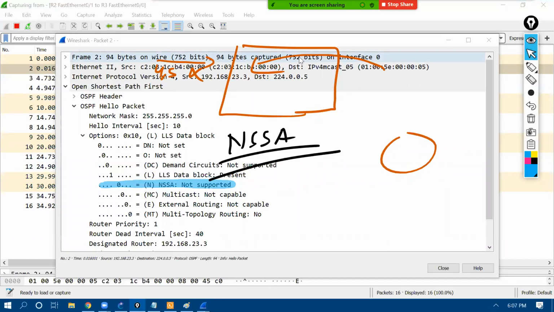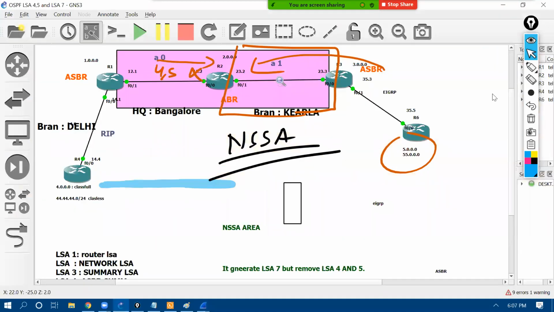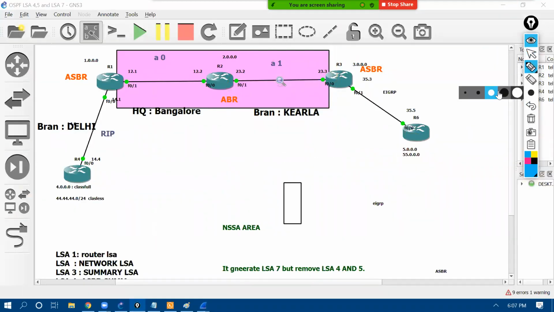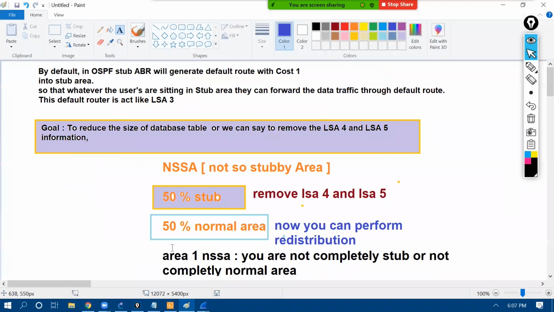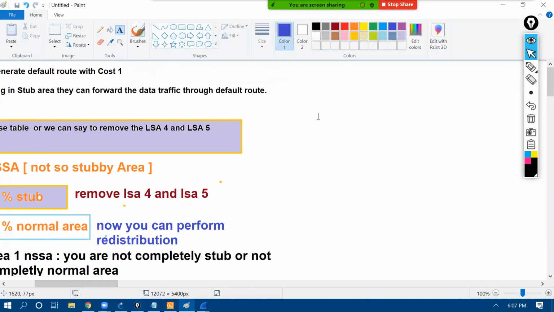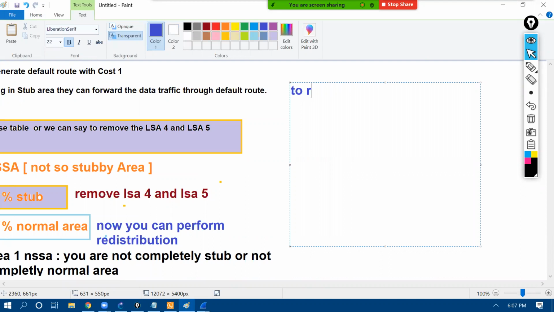So by default, what happened? NSSA is disabled, right? So what do we have to do over there? I need to configure this guy as an NSSA area, right? So let me do one thing. To configure the NSSA area, what is the prerequisite? The prerequisite is to remove the stub area. This is the prerequisite. So what do we have to do on the R3 and R2 routers?